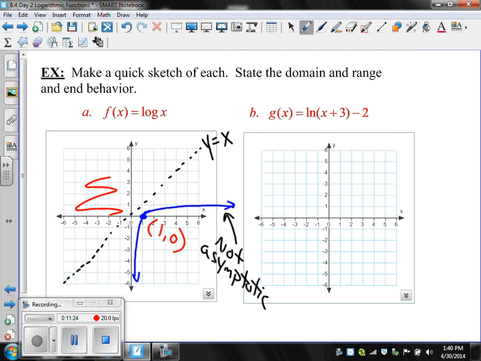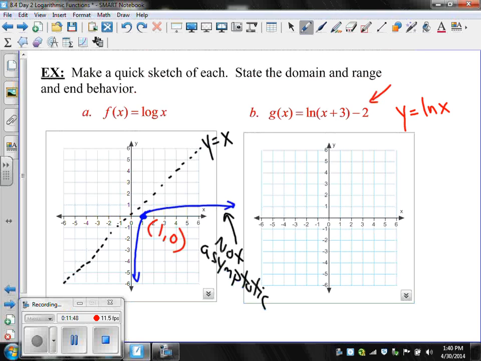Okay, I'm going to go ahead and graph y equals the natural log of x plus 3, and then minus 2. So I'm going to use our transformations here. I'm going to start off by just thinking, okay, what does the natural log function look like? Well, it looks a lot like the common log function. It's just that the steepness of the line is going to be slightly different, but nothing that I really need to show on my graph.